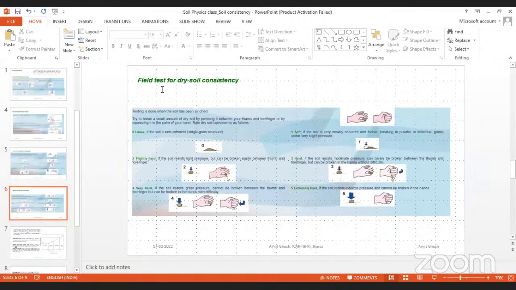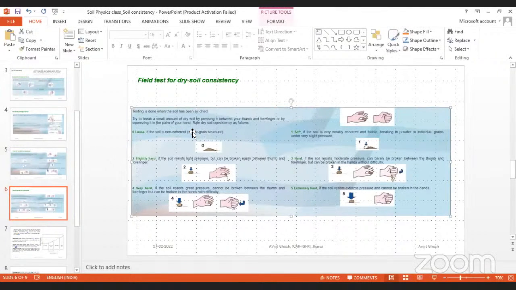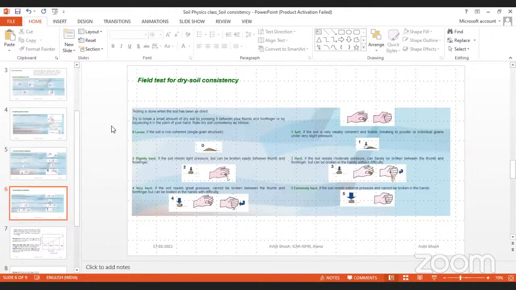For dry soil consistency, we have to take air dry soil. It will be loose if the soil structure is non-coherent, for example single grain structure, and soft if the soil is very weakly coherent and friable, breaking to powder or individual grains under very slight pressure, and slightly hard if the soil resists light pressure but is broken when you apply pressure with your forefinger and thumb.